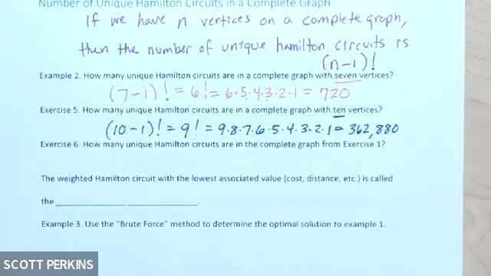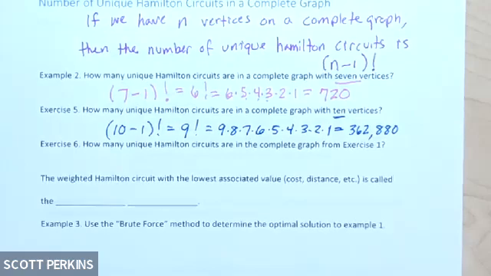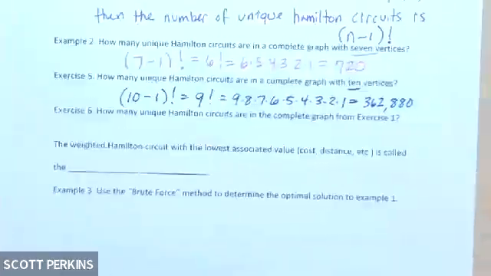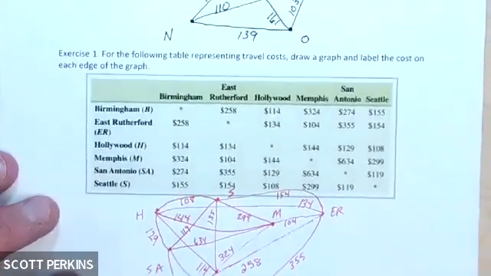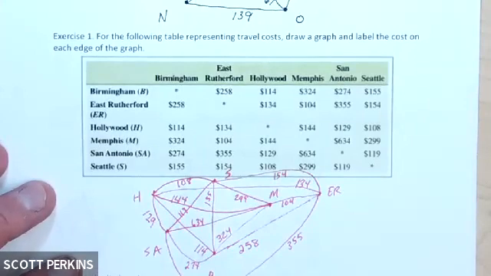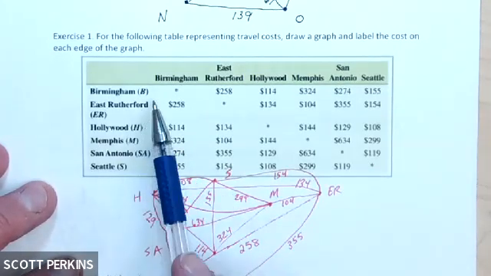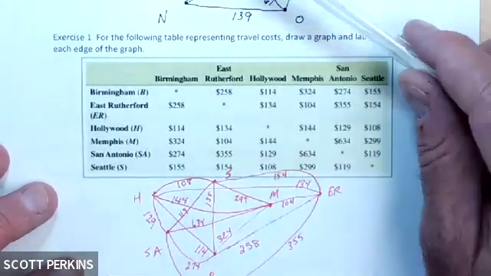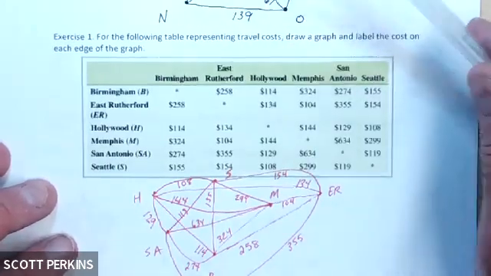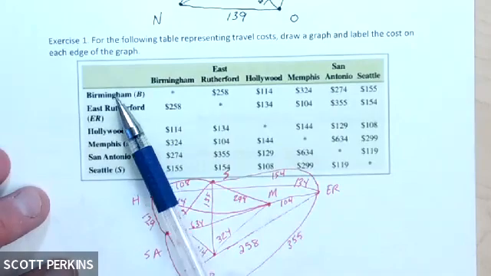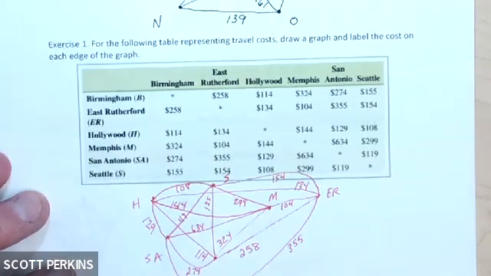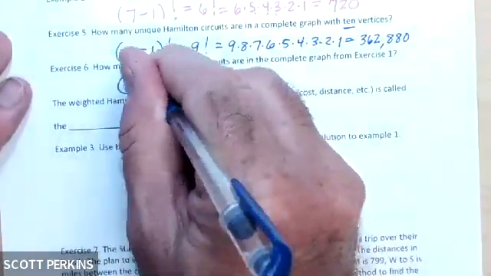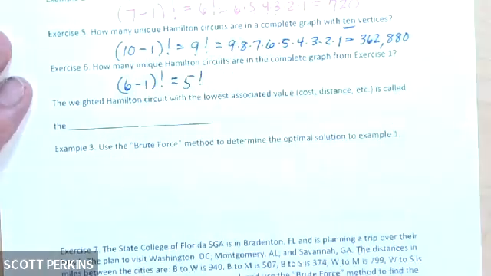I asked you to do the same thing in exercise 6. I said how many unique Hamilton circuits are in the complete graph from your exercise 1. So we go back to exercise 1, the one you did. How many vertices are on this graph of exercise 1? 6. Not example 1, exercise 1, the one down at the bottom. If you did example 1, then yeah, it would be 4, and 4 minus 1 is 3. So there'd be 6 that you could do. So I'd give you credit. Exercise 1, we've got 1, 2, 3, 4, 5. We've got 6 vertices. So that means that there are 6 minus 1 factorial or 5 factorial Hamilton circuits.